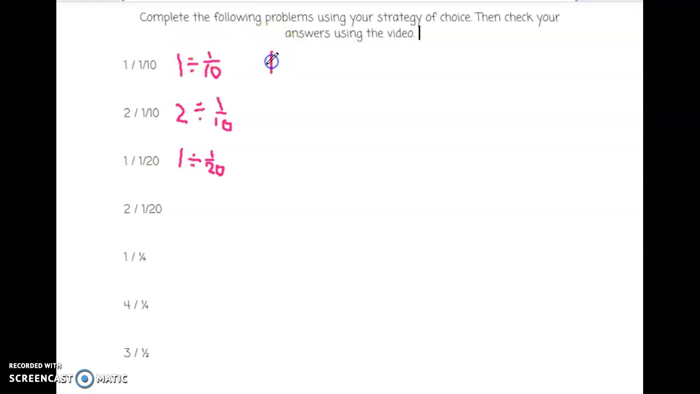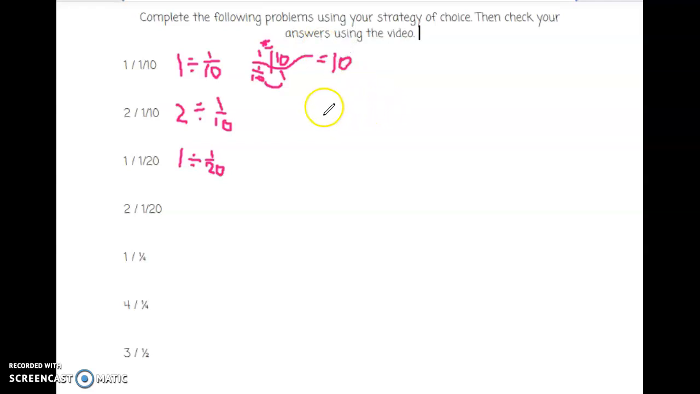For this first one, I'll go ahead and show you just using a ratio table. So you'll have 1 over 1/10. And remember, you want to get this one to 1, so you're going to multiply that by 10, because 10/10 equals 1. So what you do to the bottom, you do to the top. So you take 1 and you're going to multiply that by 10. And then your answer is going to be 10. So 1 divided by 1/10 is 10.